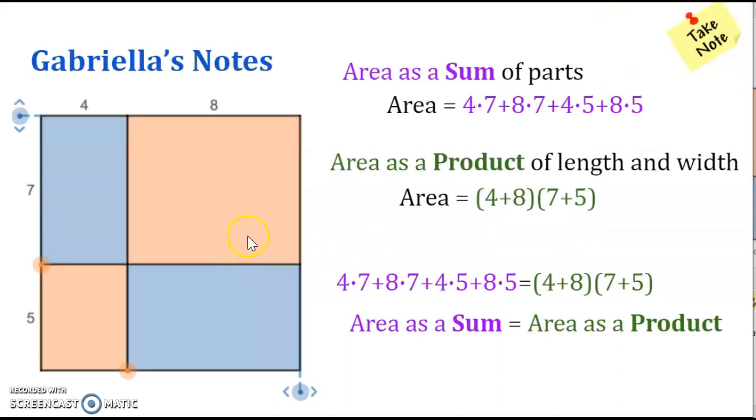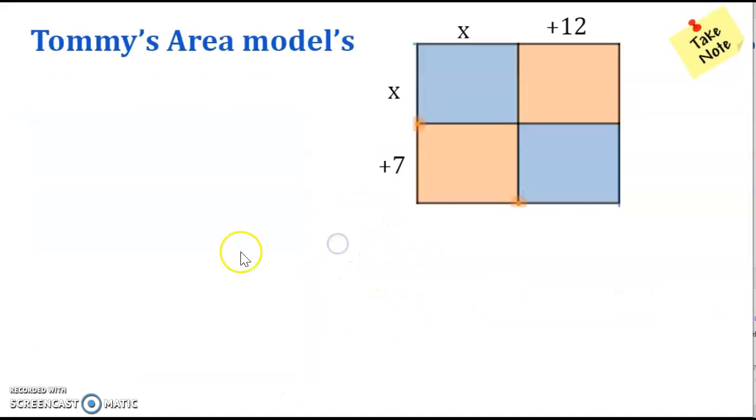Now let's extend this from Gabriella's notes to Tommy's area model. Now we are going to bring in some variables. So instead of just dealing with 6 plus 12 or number plus number, let's bring in a variable and see how that makes a difference.